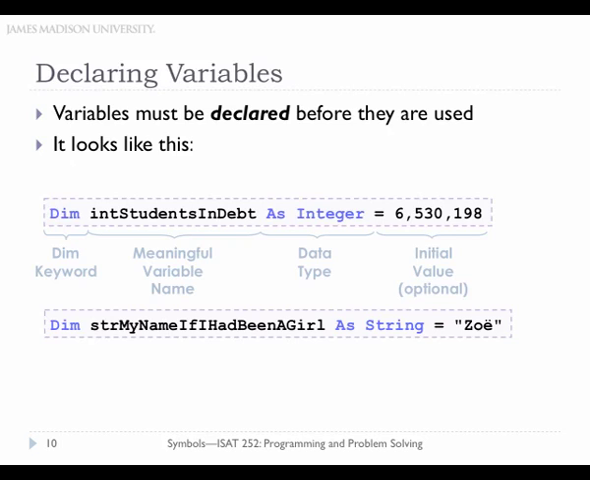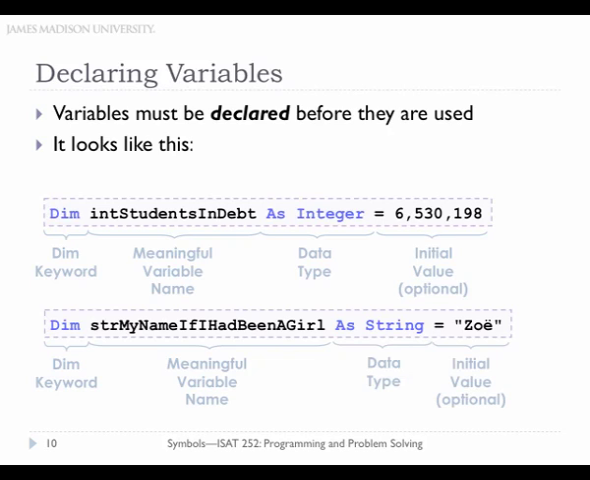Here's one for declaring a string variable. Here's the Dim keyword, strMyNameIfIHadBeenAGirl. That's my variable, a meaningful variable name, a string, and then the initial value, again optional, Zoe. In fact, this is what my parents said they would have named me if I had been born a girl instead of a boy.